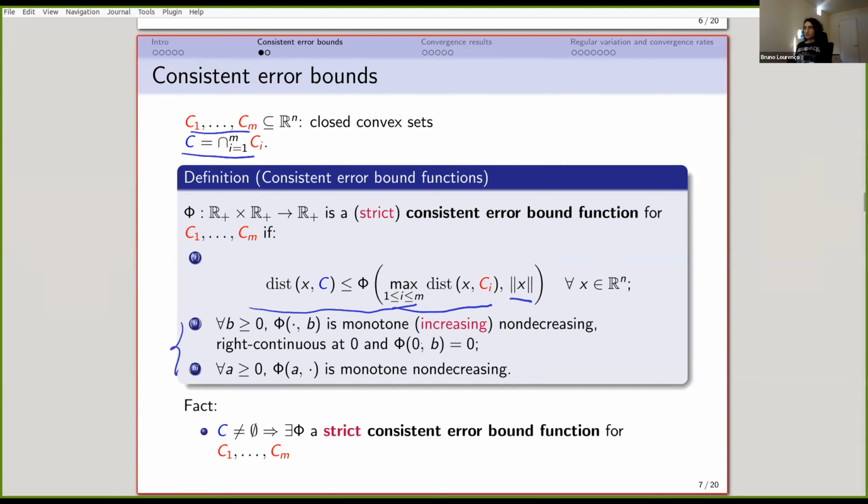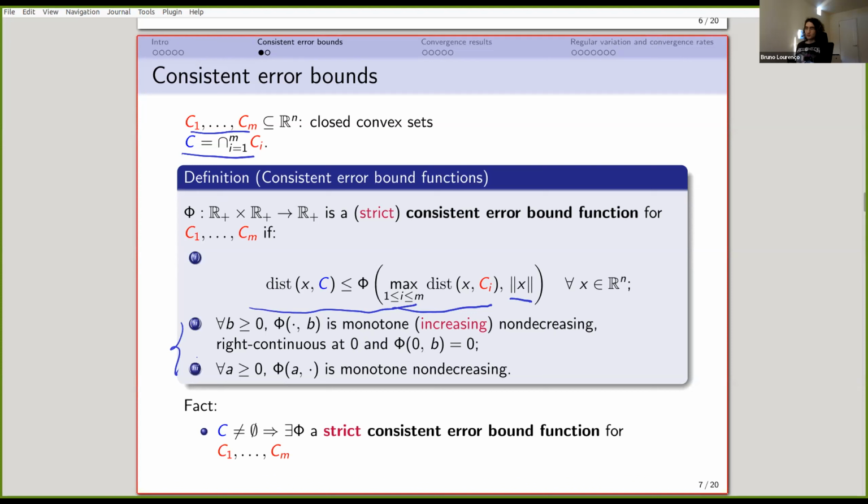So for example, you want that if the distance to each individual set is 0, you want this to be 0, because if the distance to the individual sets is 0, then you are already in the intersection. And you'd like this to be monotone. So if this is closer, you don't want this function to output a larger value. And we're going to call these functions strict with respect to the first parameter, when we fix the second parameter, if the resulting function is strict.